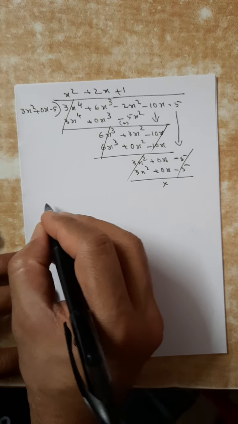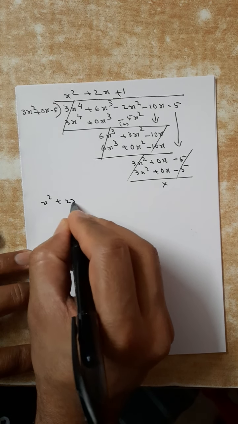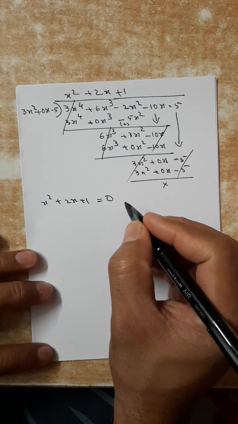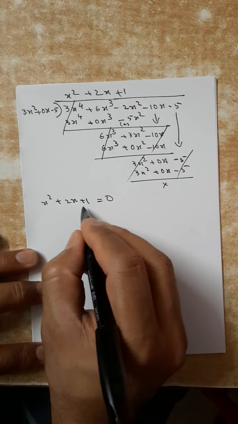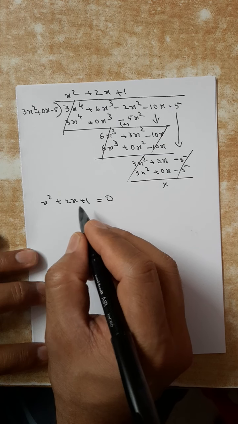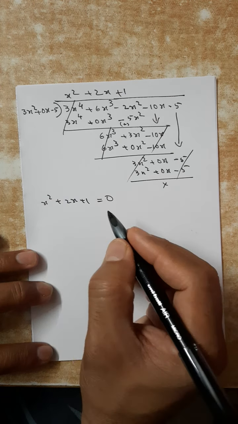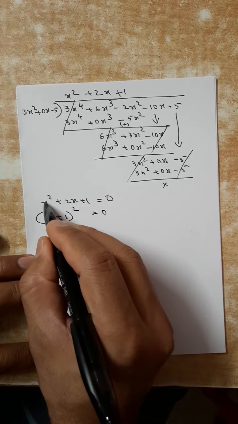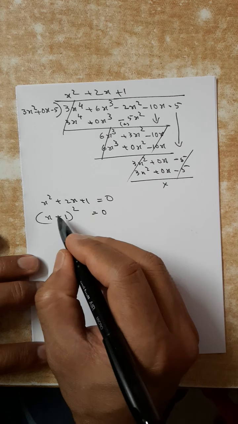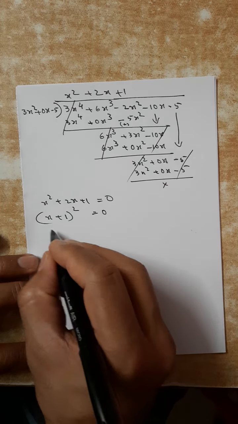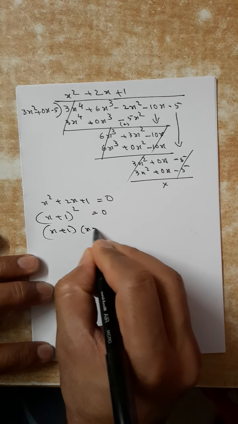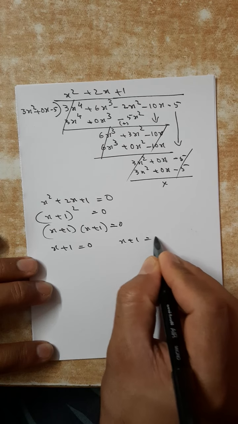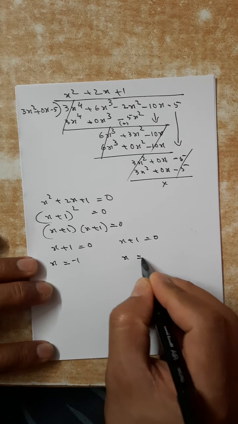So we are getting x square plus 2x plus 1 as the balance quotient equal to 0. We have to factorize this. This is exactly same as a plus b whole square. A square, b square, 2ab, 2 into x into 1. So we can write x plus 1 whole square equal to 0. A square, x square, b square, 1 square, 2 into x into 1, 2x. That is x plus 1 into x plus 1 equal to 0. That is x plus 1 equal to 0. That is x equal to minus 1.